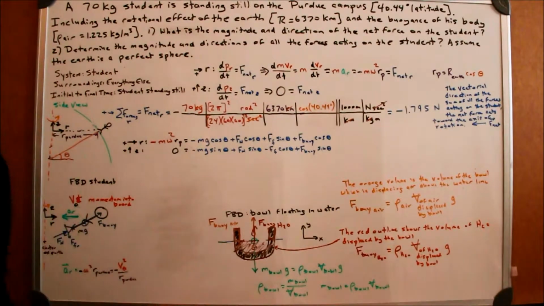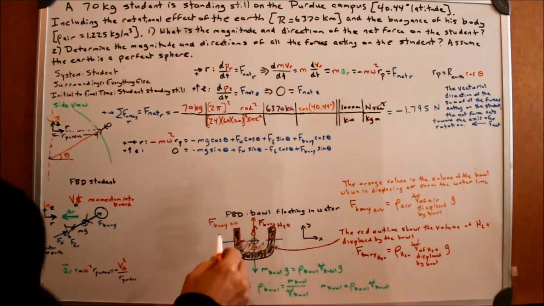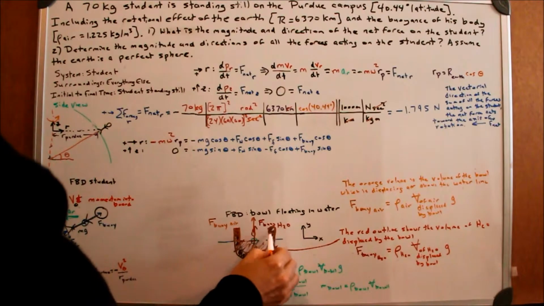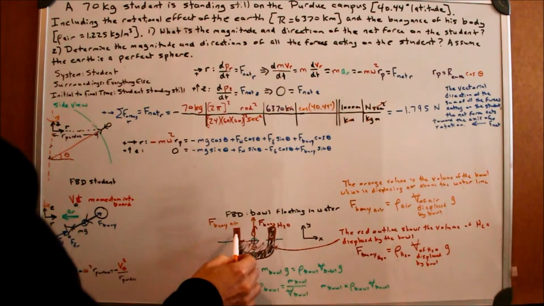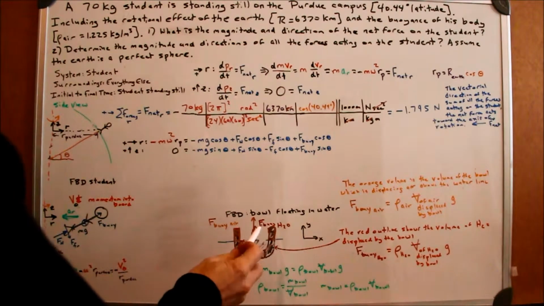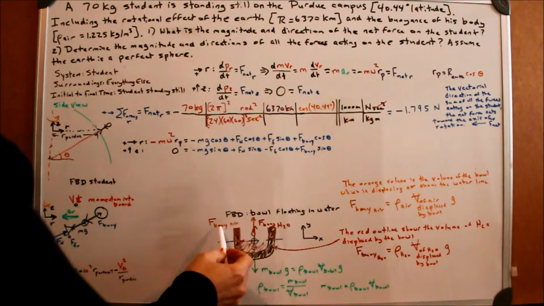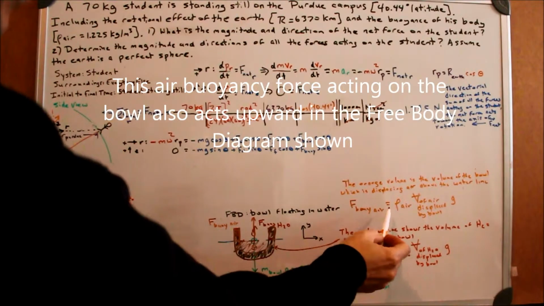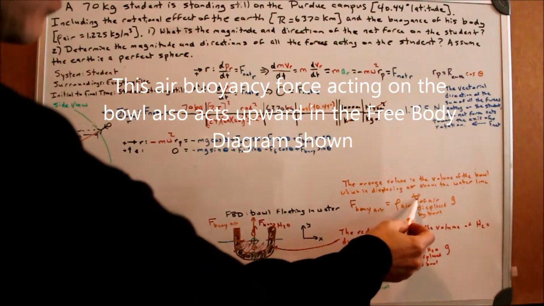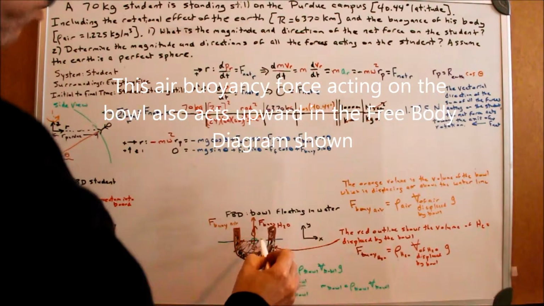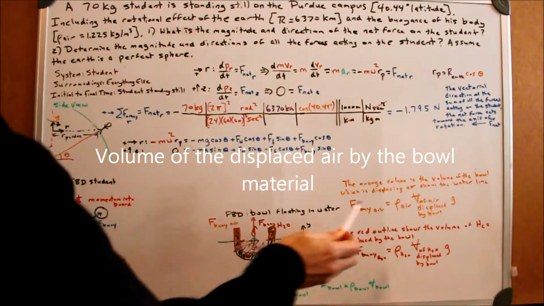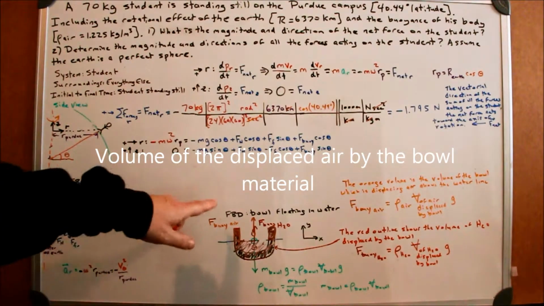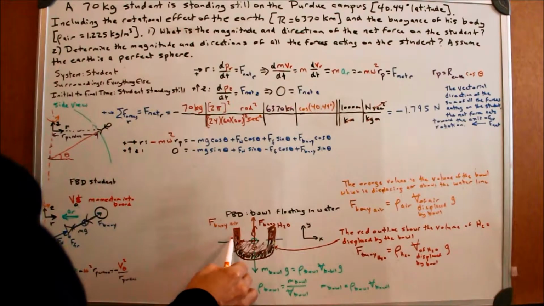Okay, then to be totally accurate, there's also this volume, which is just the bowl material sticking up into the air. Well, that's displacing air. So there's a buoyancy force on the bowl from the air. The buoyancy force on the bowl from the air is just the density of the air times the volume of this bowl material sticking up in the air times g. So that's buoyancy, and the force we're going to consider here is kind of like this force right here.